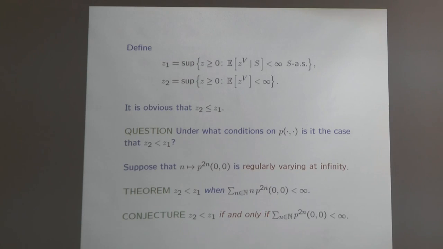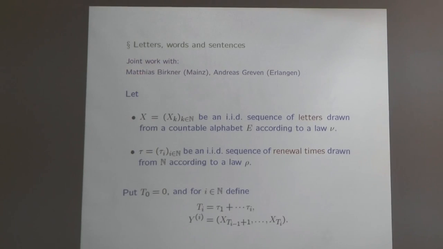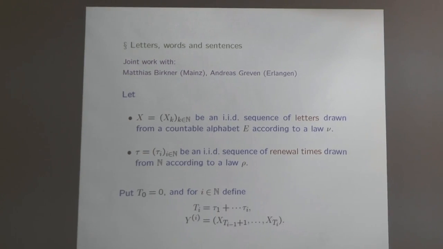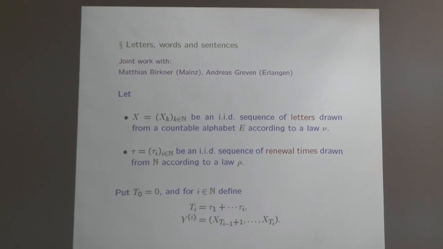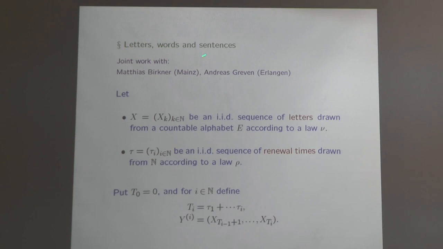Once I know that, I will be able to come back to this picture and prove this theorem. Okay, so what we're now going to do is forget for a moment about this random walk. We will be coming back to it at the end. I'm going to look at a problem that involves letters and words and sentences and large deviations of those. Okay, so that's the goal.